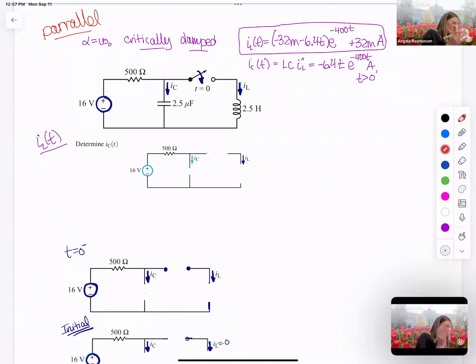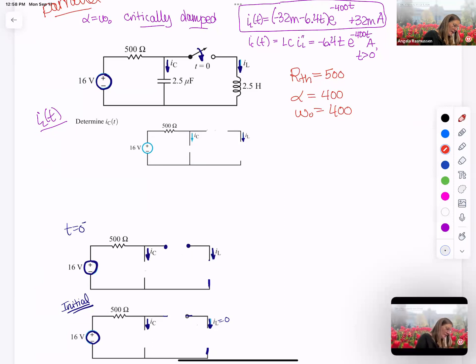Okay, so parallel form, critically damped. Now what? Okay, great. So RTH, in this case, RTH is going to be what? 500, correct. And then alpha is 400 and omega naught is 400. So that's where you get that it's critically damped.